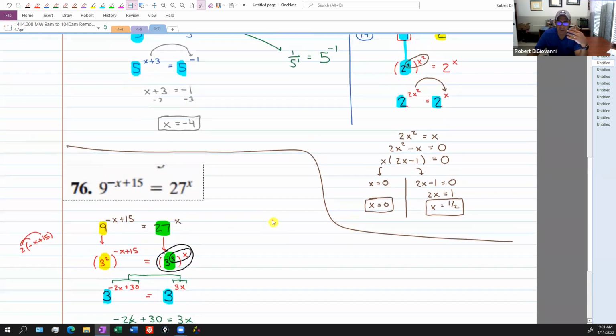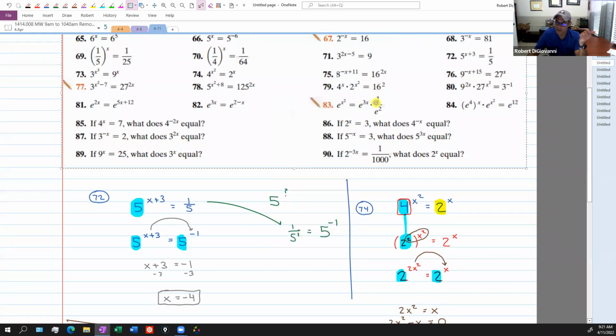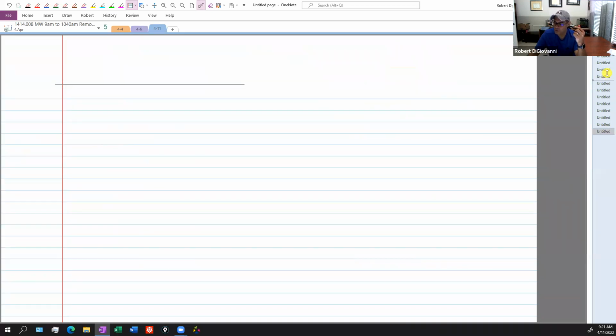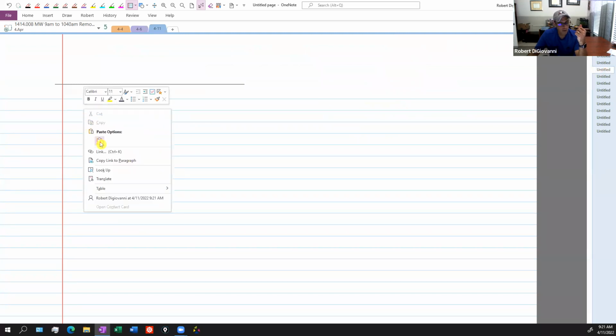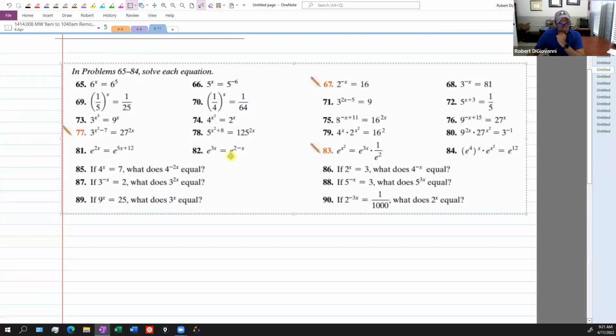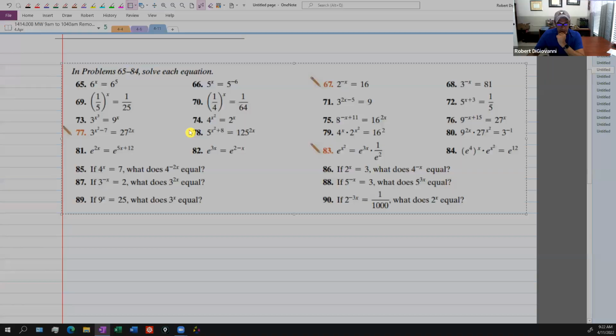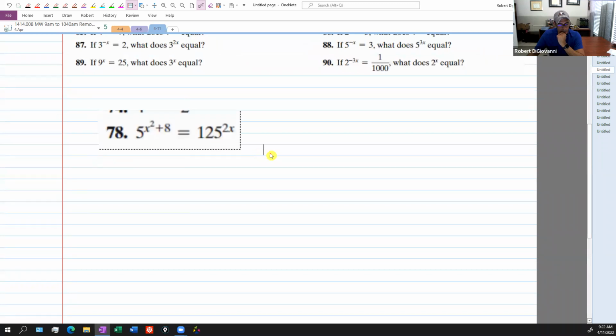So we're starting to see that, for these problems, it requires different sorts of thinking, right? For each one. Let me do another one. All right. Which one did we just do? We did 74. We did 76. Let's look at 78. All right. So for 78, 5 to the x squared plus 8 equals 125 to the 2x.